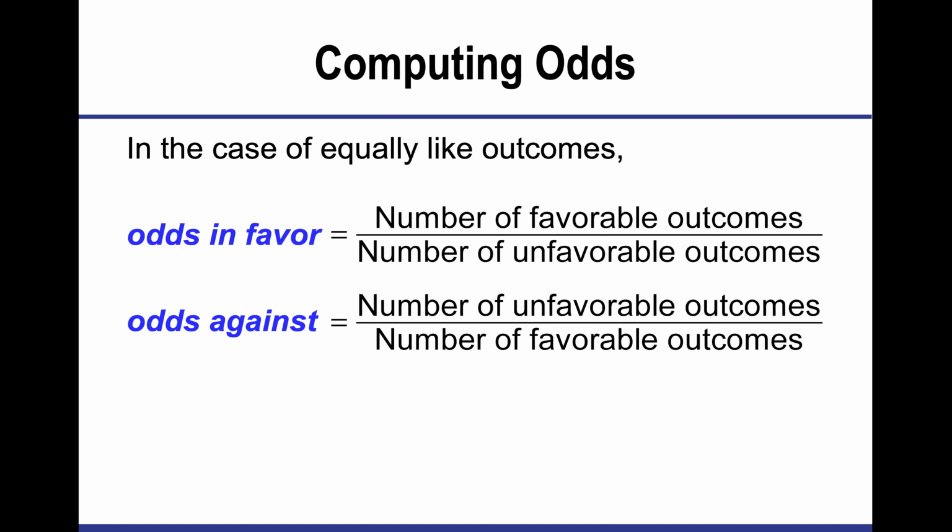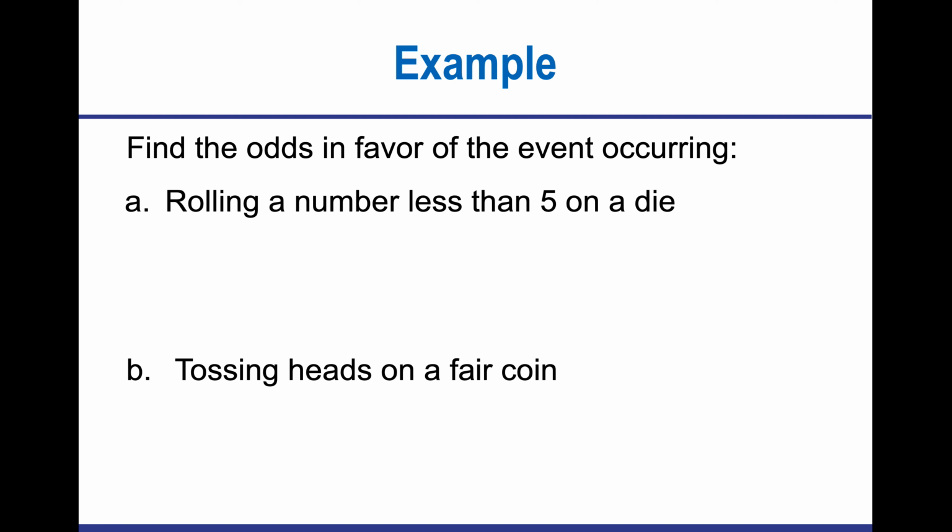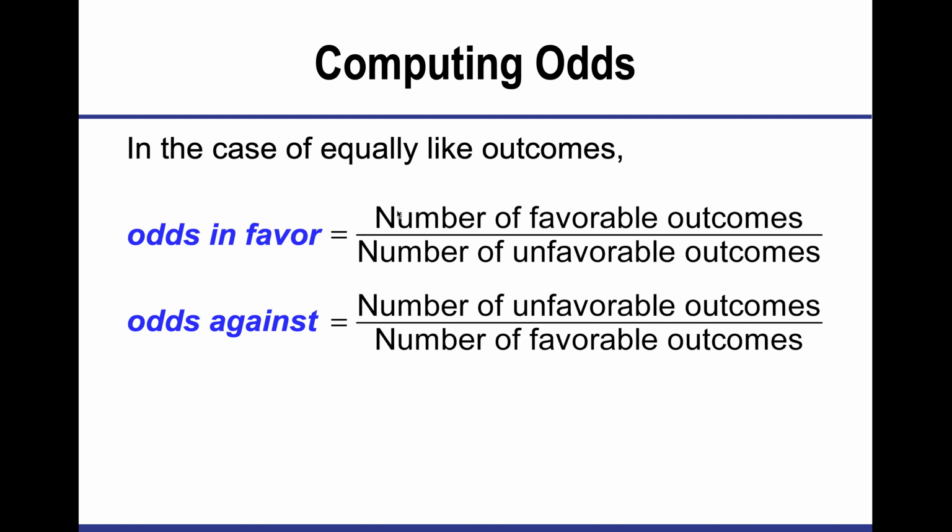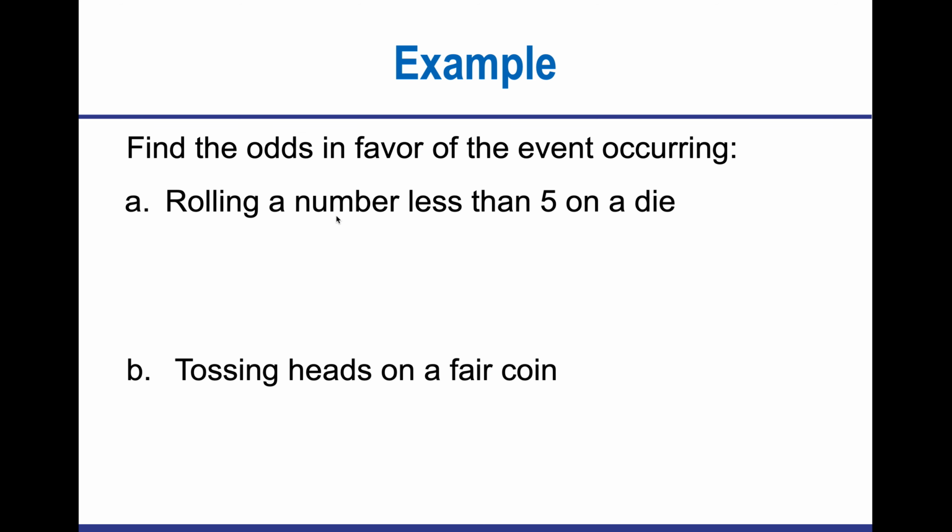That's how we're going to get that odd figure to show up. So if I'm looking at the odds in favor of an event occurring, of rolling a number less than 5, that would be 4 to 2 or 2 to 1. Why? Because if I want odds in favor, going back to that formula, I want to look at the number of favorable outcomes divided by unfavorable outcomes.